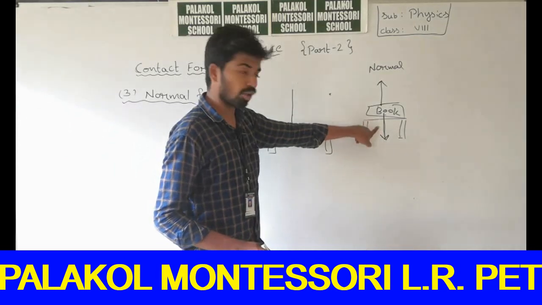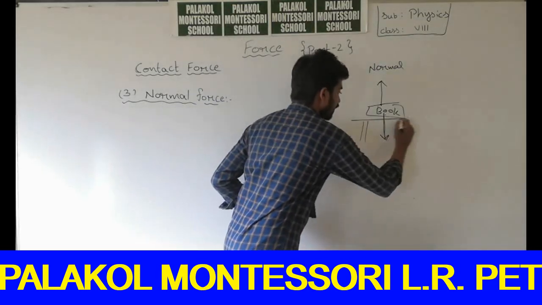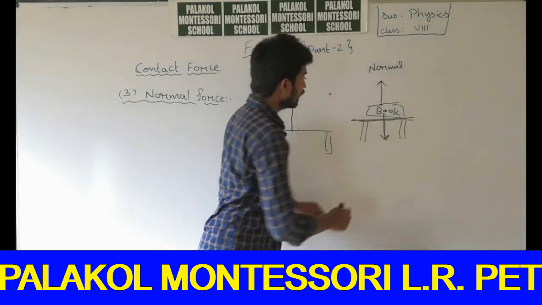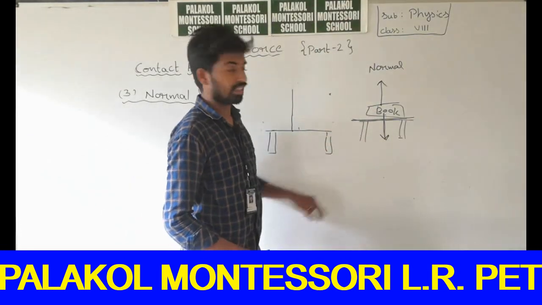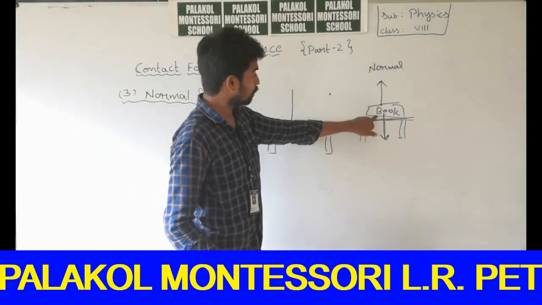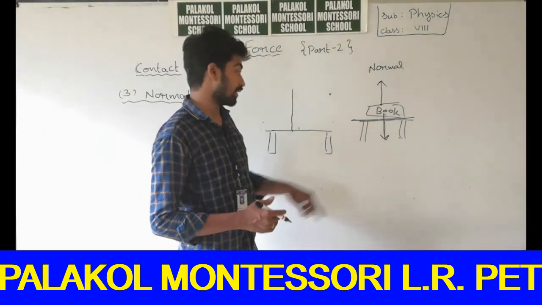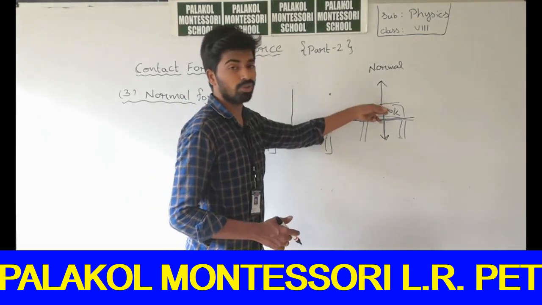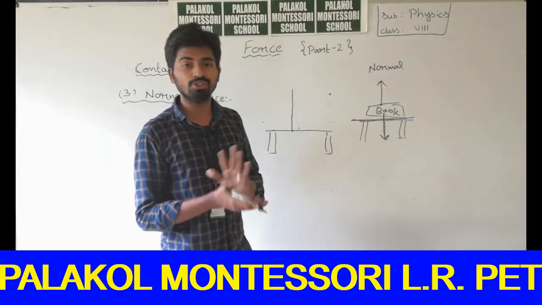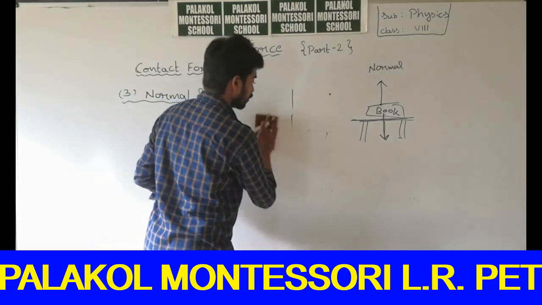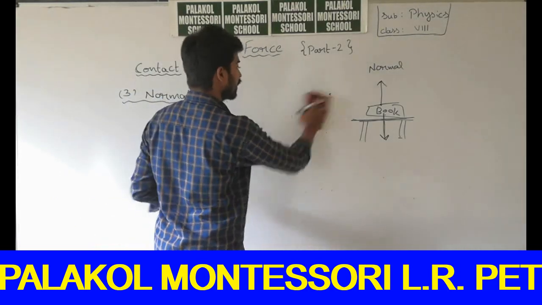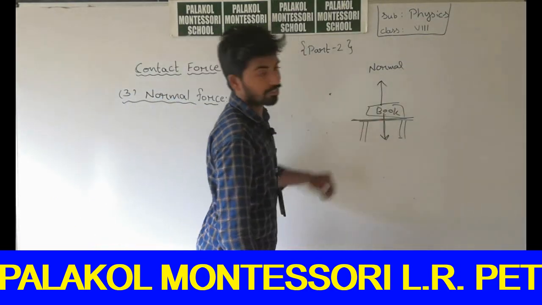The book is kept on the table. This plane surface of the table is applying a force on the book in the normal direction. Such force is called normal force. What is meant by normal force? The direction which is perpendicular to the plane surface is called normal.